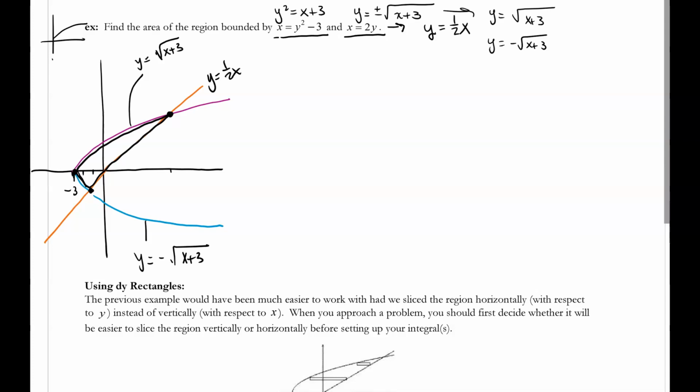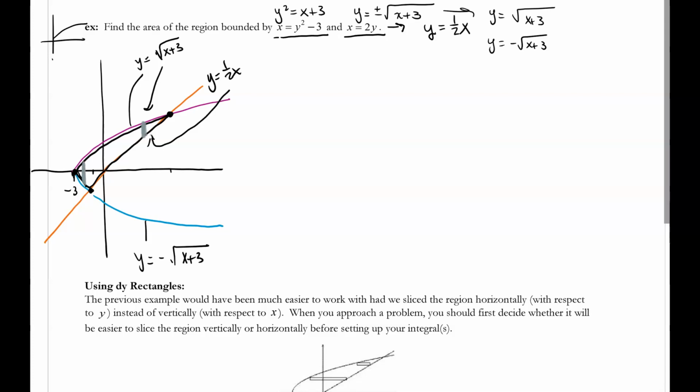All right, so at first it looks like a single region, and you might be wondering, why is this in the multiple regions section? Well, let's look at what happens when we draw in our sample rectangles. If I draw a sample rectangle out here to the right, on the right part of this curve, if I look at the top and the bottom, the top is the square root of x plus 3, and the bottom is that linear piece, the 1/2 x.